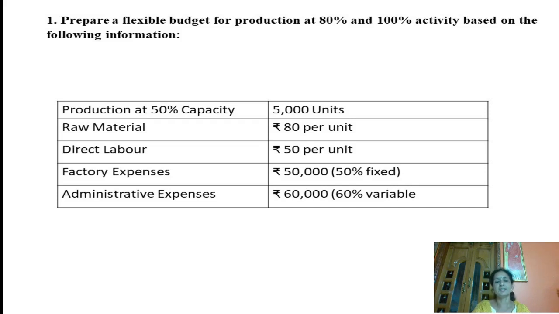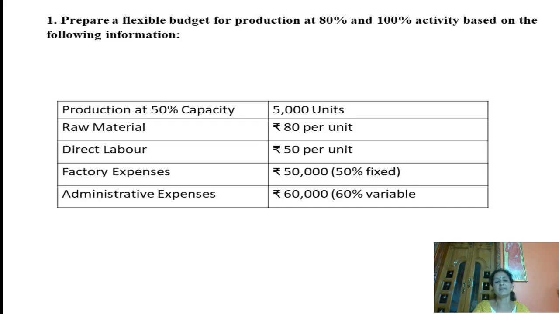Next they have given factory expenses. Factory expenses is 50,000 and in brackets it has been mentioned that 50% is fixed, which means to say that you have to calculate 50% of 50,000, and that remains the same for 50%, 80% and 100% also. This fixed expense remains the same for all the capacity levels.